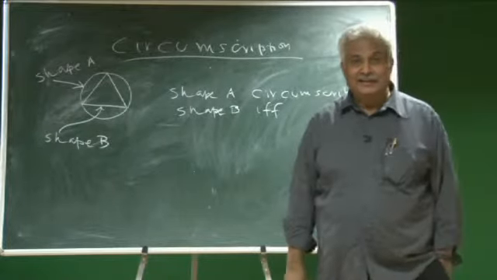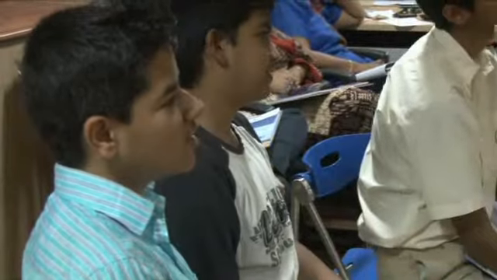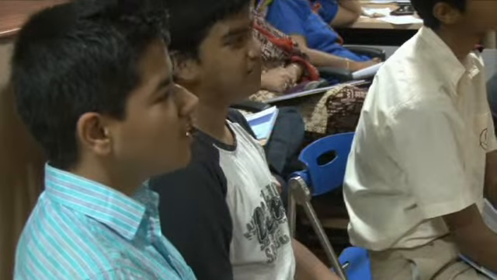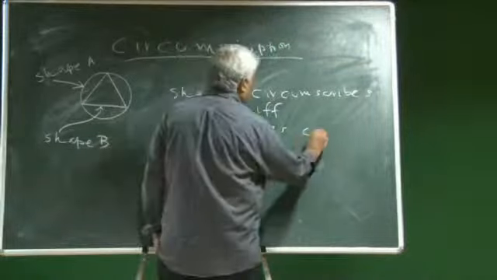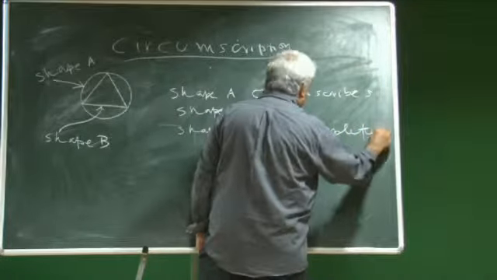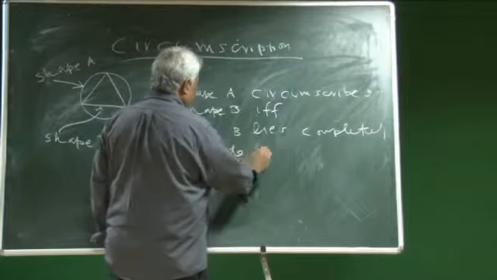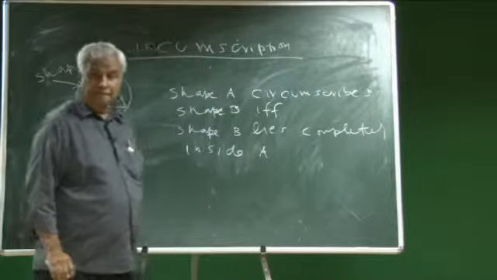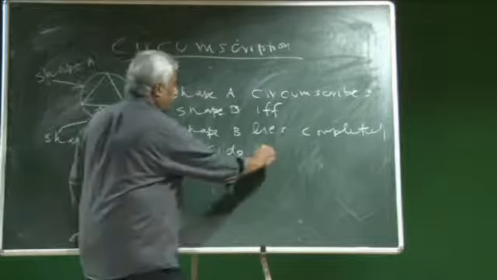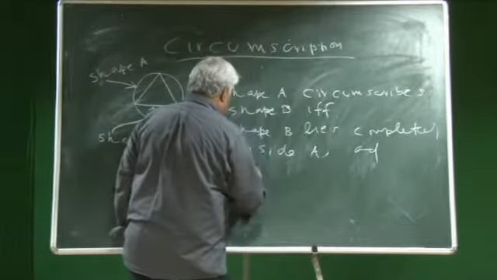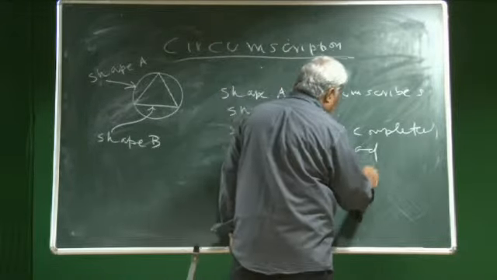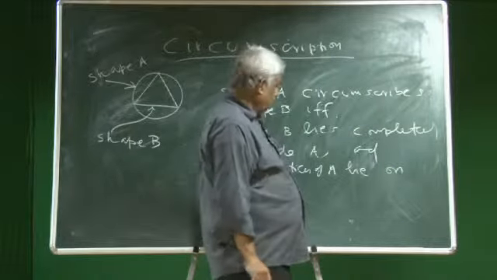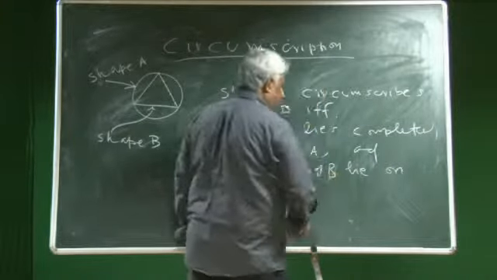Go ahead. Shape A circumscribes shape B if and only if shape B lies inside shape A. Shape B lies completely inside shape A. Inside A. And the vertices of B lie on A.